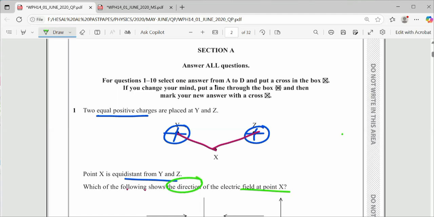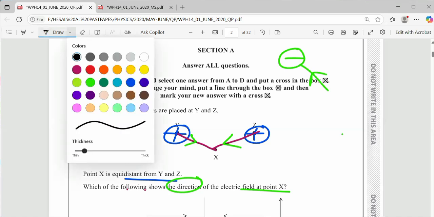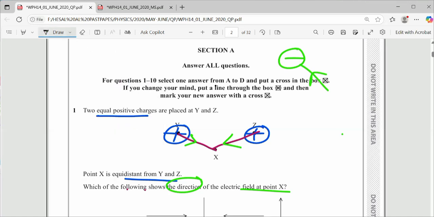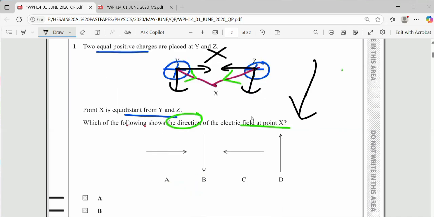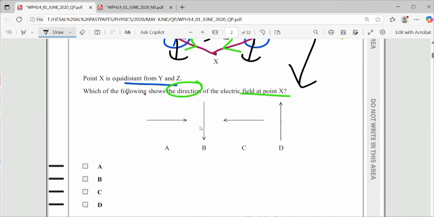Here, since they are positive charges, the field direction goes away from the charge. Suppose if it is negative, it is towards the charge. We can do resolving of vectors. This is the horizontal and this is the vertical. Same here. Since they are equal, the horizontal field is cancelled, but the vertical components point downwards, and by adding we can get the total. Here, the answer is B.